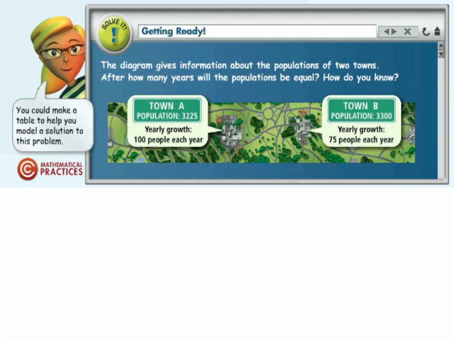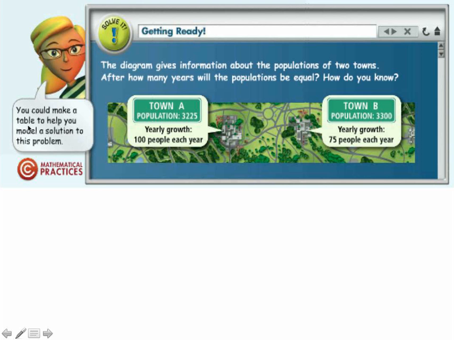Here we go. The diagram gives information about the population of two towns. After how many years will the populations be equal? If I look here, town A has a starting population of 3225, and they grow 100 people each year. Town B has a starting population of 3,300. They grow 75 people each year. And I want to know when they're going to be the same.